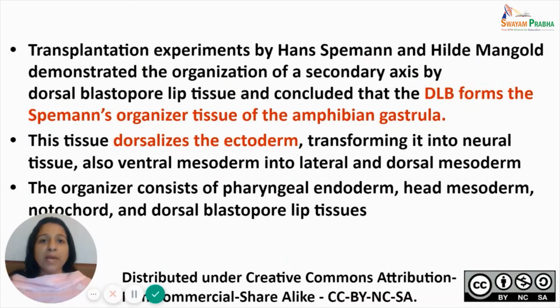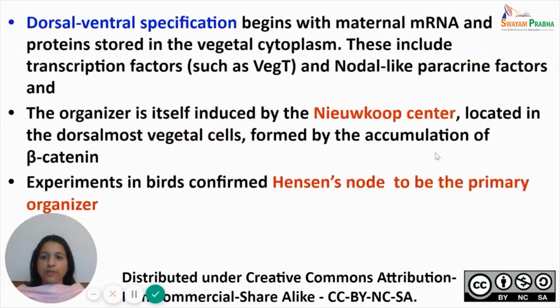Transplantation experiments done by Hans Spemann and his doctoral student Hilde Mangold demonstrated the organization of a secondary axis by dorsal blastopore lip tissue, and also concluded that the dorsal blastopore lip forms the Spemann's organizer tissue of the amphibian gastrula. This tissue dorsalizes the ectoderm, transforming it into neural tissue, and also ventral mesoderm into lateral and dorsal mesoderm. The organizer consists of pharyngeal endoderm, head mesoderm, notochord, and dorsal blastopore lip tissues.